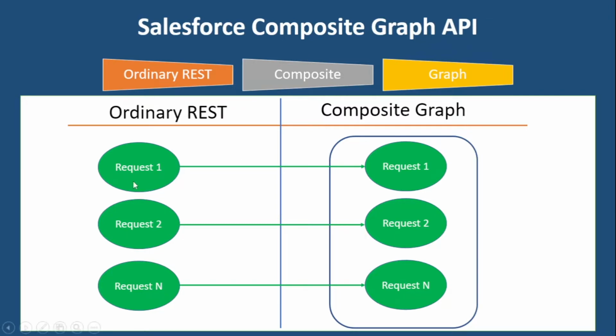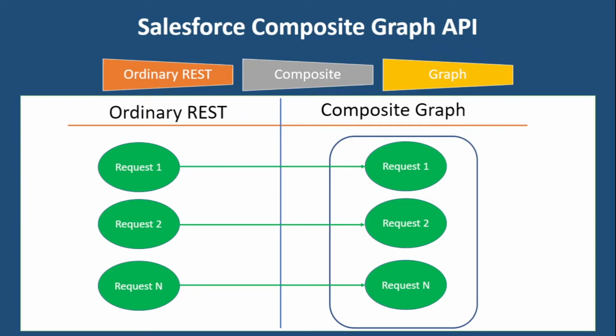That means one single request can carry 500 sub requests with the Composite Graph API. If you can see here in the ordinary REST API, what we are doing is we are sending all the individual requests one by one, and all the individual requests are independent of each other. Whereas in case of Composite API, we can club all those independent requests into one single request and send it. And also we can set the dependency. That means request 2 can be dependent on request 1, and request n can also be dependent on request n minus 1.